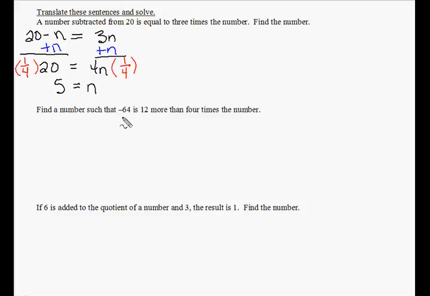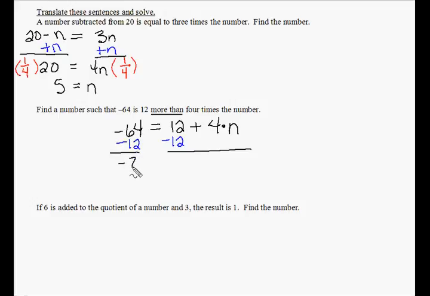Find a number such that negative 64 is 12 more than 4 times the number. So I want a number such that, so this is just setting it up, there's nothing to write for this, that negative 64 is, again, is our equal sign, 12 more than means to add, 4 times something, a number. That number that we want you to find. N. So solving this equation, to get n alone, we will add a negative 12 to both sides of the equation.